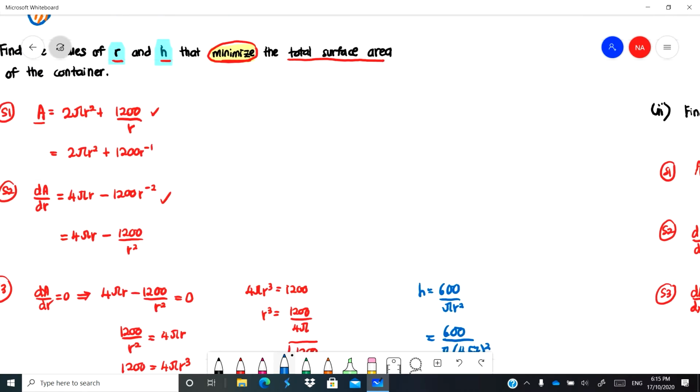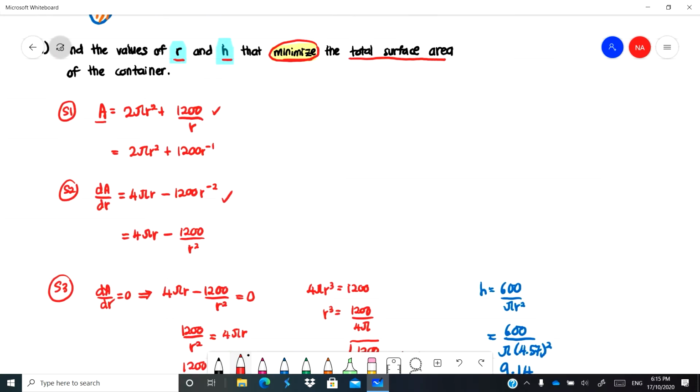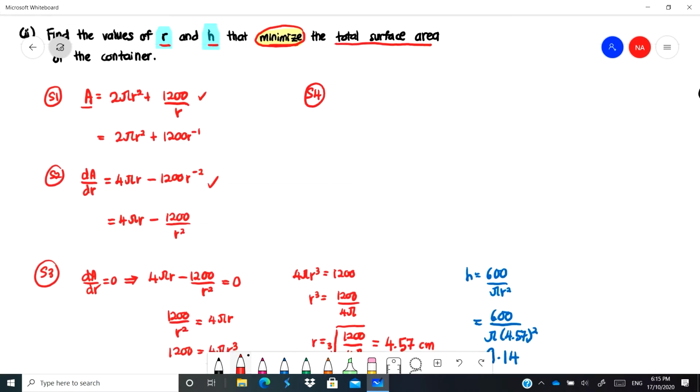but are we sure that it will minimize the surface area? So we have to check for this, for the second derivative test. So we'll go to step number 4 here. We have to find the second derivative of A. Alright, so now we're going to differentiate this dA over dr, so we'll have d square A over dr square. So differentiating this, we'll get 4 pi plus 2400 r to the power of negative 3. So I'll just write in this form, so that it is easier for me to substitute the value of r. So I'll get 2400 over r to the power of 3.